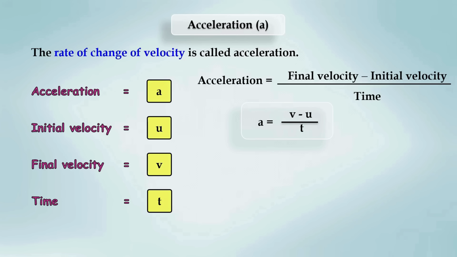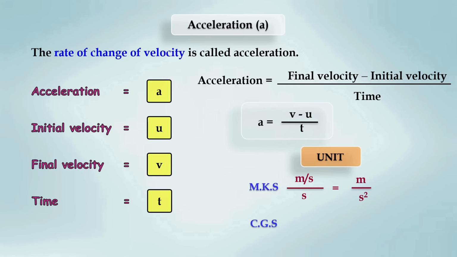Now let us look at the units of acceleration. In the MKS system, velocity is measured in meters per second. So acceleration is measured in meters per second square. That is, meter per second squared. In the CGS system, velocity is measured in centimeters per second. So acceleration is measured in centimeters per second squared. To conclude, acceleration tells us how fast the velocity of an object is changing with time. If velocity does not change, acceleration is zero.